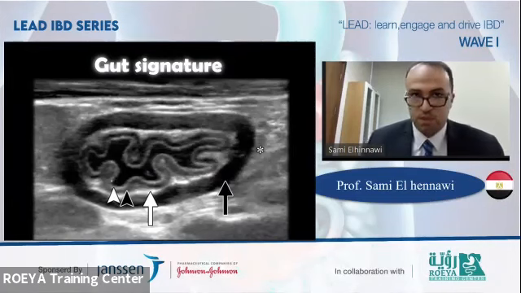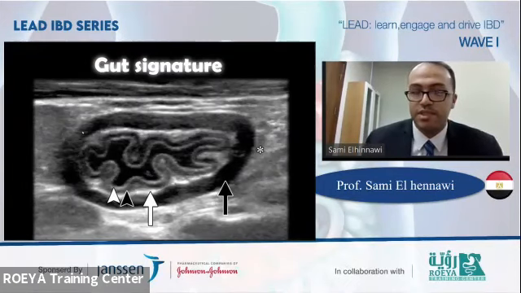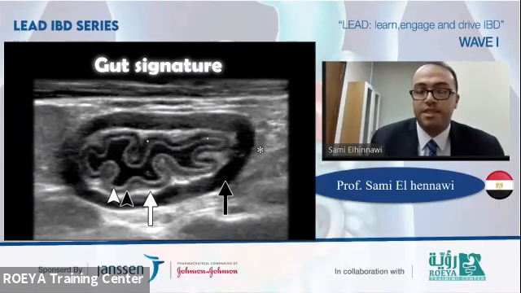Secondly, we are going to talk about the bowel wall signature. Ultrasound machines nowadays are so developed that we can get very good images of the bowel, and we can differentiate between the histological layers of the bowel. This is the mucosa, from inner to outer.